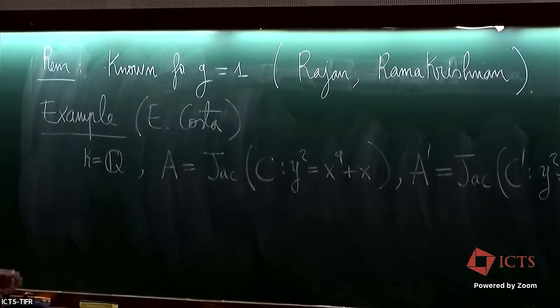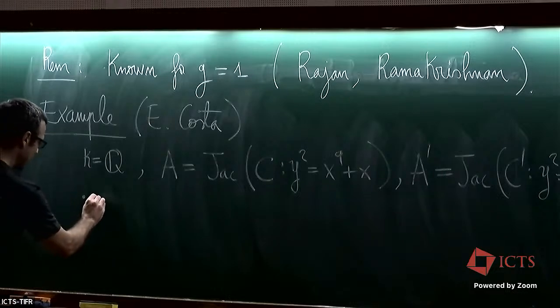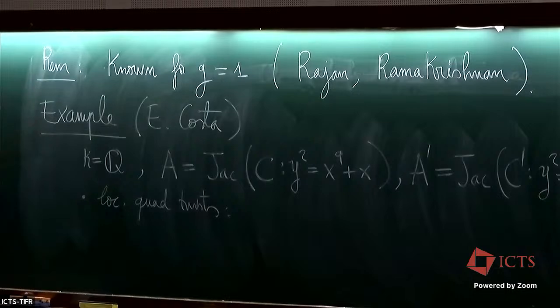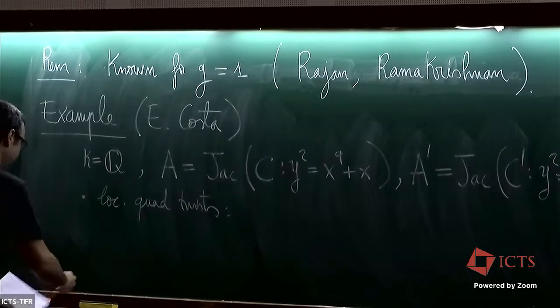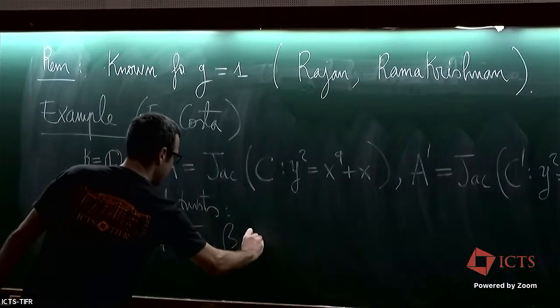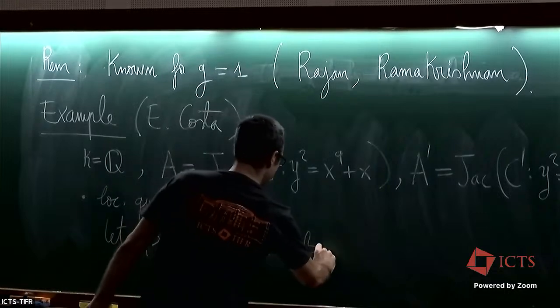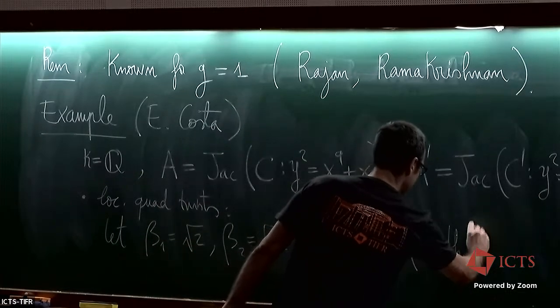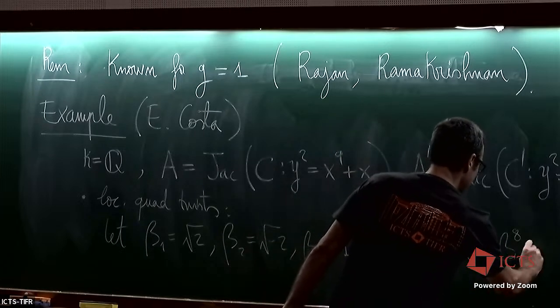So if you're familiar with the counterexample of Wang in the original formulation of the Grunwald-Wang theorem, I think this will be very reminiscent, because the proof that this is a counterexample goes in the following way. First thing we have to show is that they are locally quadratic twists. Why is this true? Well, take the following numbers. Let beta 1 be the square root of 2, beta 2 be the square root of -2, and beta 3 be beta 1 plus the square root of -1. What these numbers have in common is that they are 8th roots of 16.